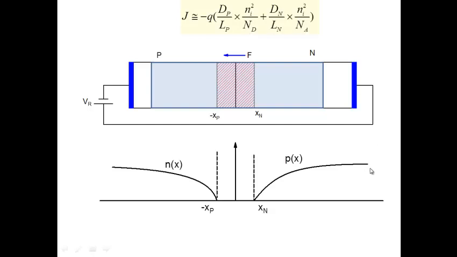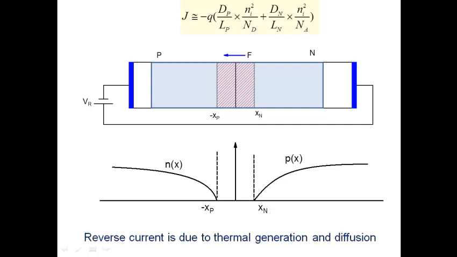Because otherwise, you see, from here, there are no holes going. Right? There are no holes going. So where are the holes coming from? Well, they're getting generated in this region here. Okay? And so reverse current is due to thermal generation and diffusion.